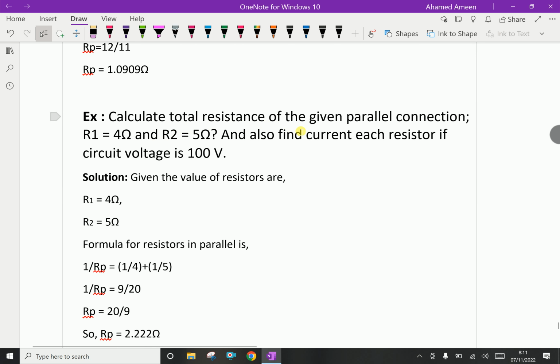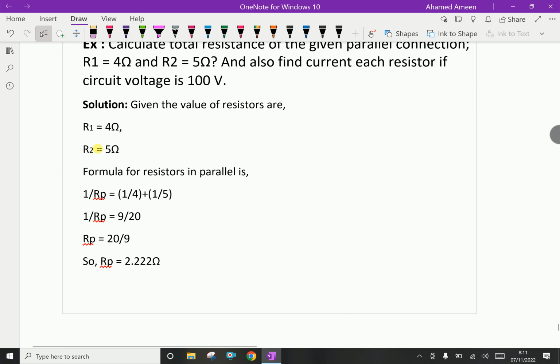Calculate the total resistance of the given parallel connection. R1 is 4 ohms, R2 is 5 ohms, and also find the current in each resistor if the circuit voltage is 100. The formula is 1 by Rp equals 1 by 4 plus 1 by 5. That is 1 by Rp equals 9 by 20, by taking the LCM. So Rp equals 20 over 9.